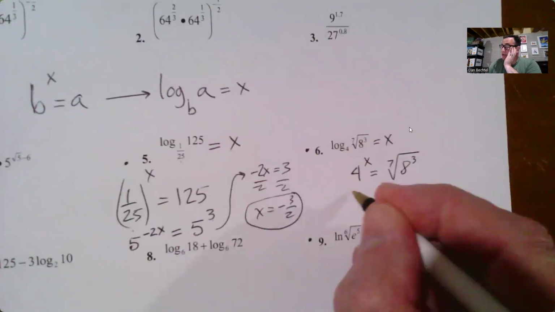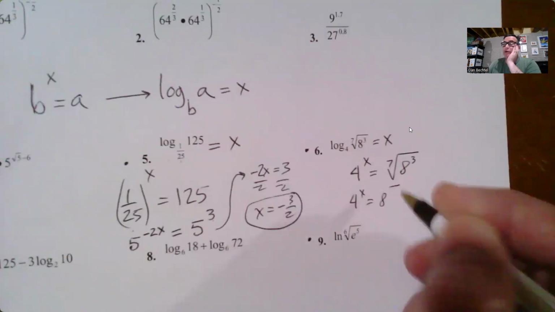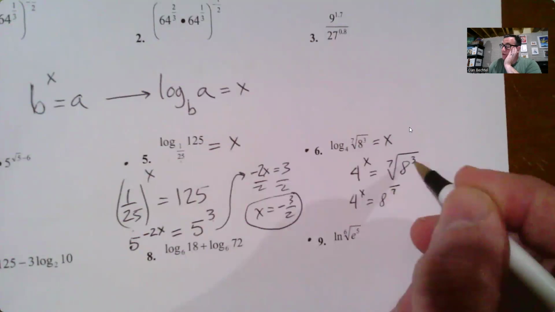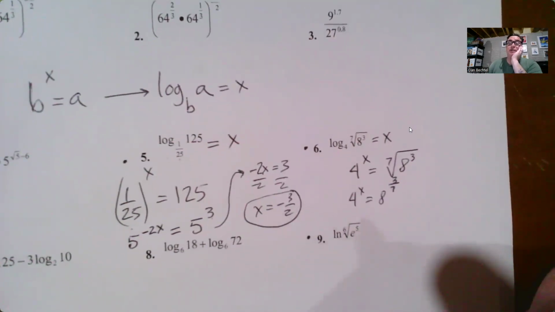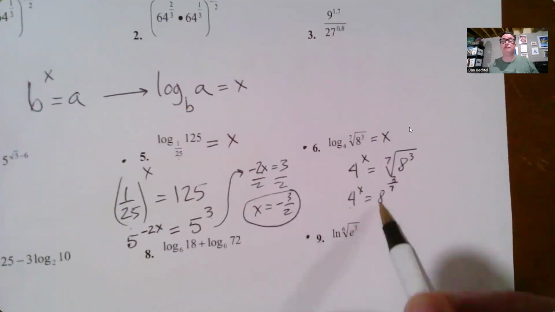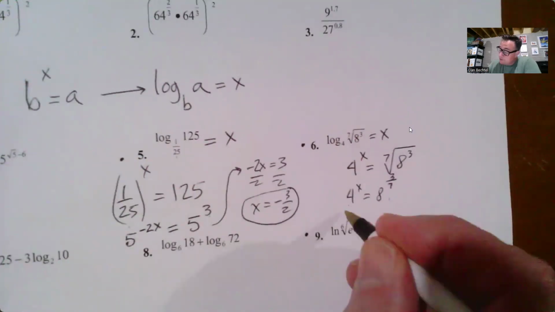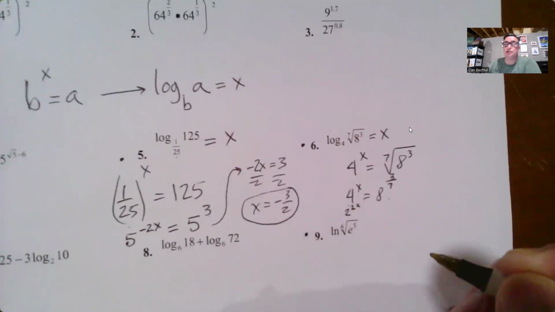So what this actually becomes is 4 to the x is equal to 8 raised to the, well, the index of your root is the denominator of your fraction, and the power that you have here is the numerator of the fraction. So this is 8 to the 3/7. It makes things a little easier to work with, particularly when we change both of these bases to 2. So here, 4 is just 2 squared. So that's 2 to the 2x.